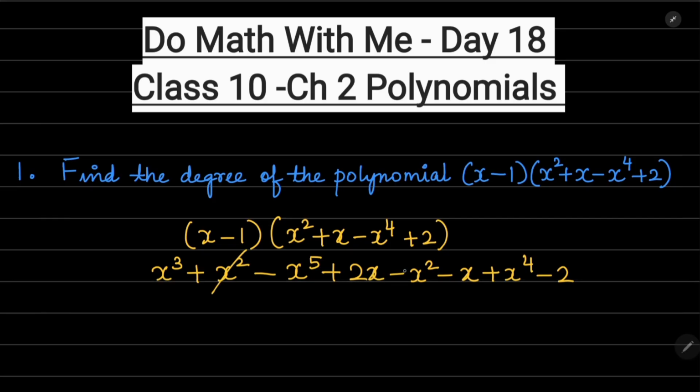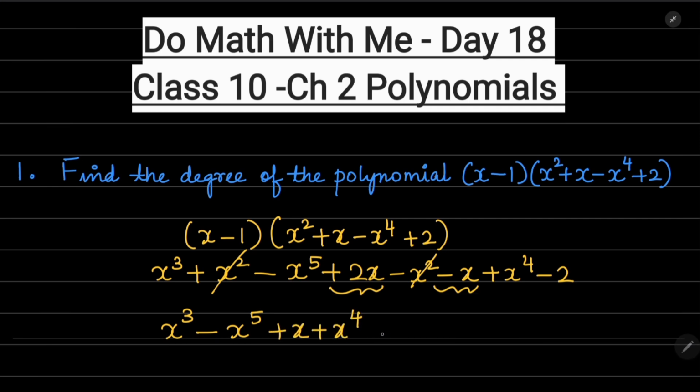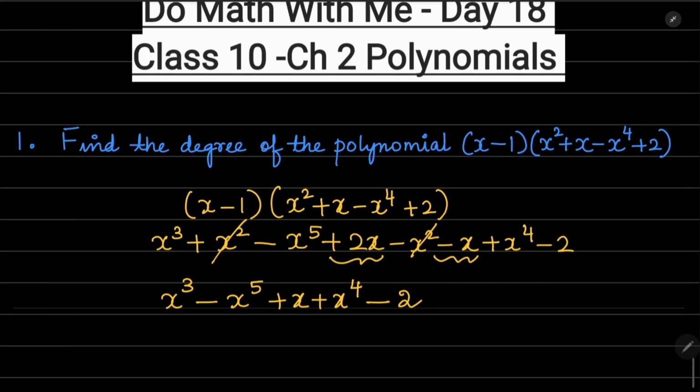Is there anything that we can cancel? I can see an x square and minus x square, which we have cancelled out. So you have got x cube as one term, minus x to the power 5. You can solve 2x minus x, which is plus x. And then plus x to the power 4 minus 2. This is what you get when you find the product of the two expressions.